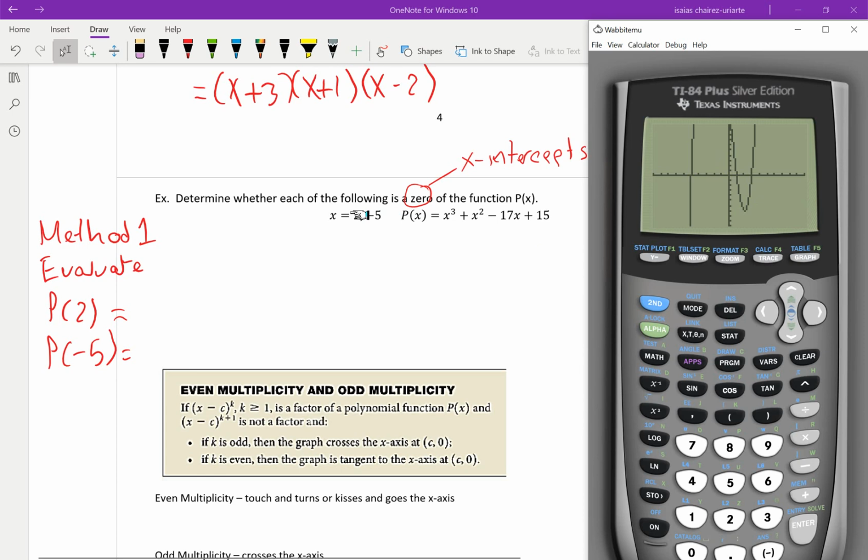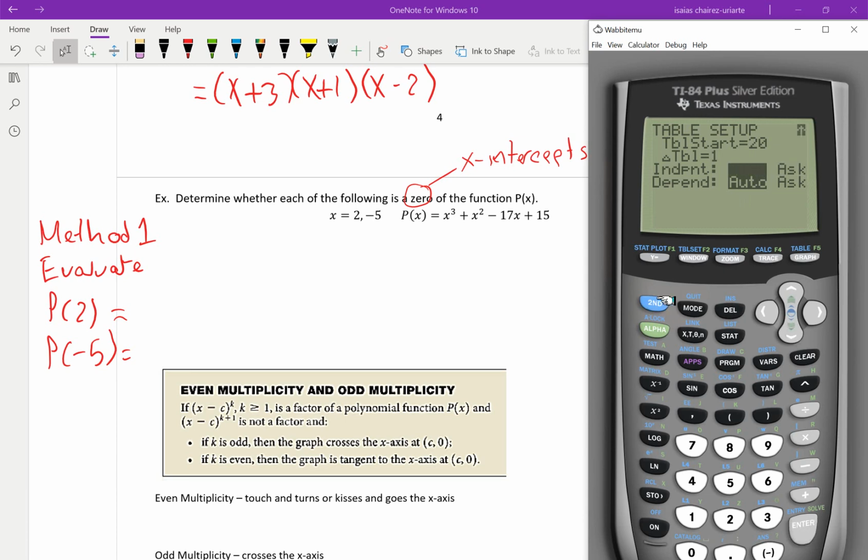But if I want to be a little bit more precise, instead of looking at the graph, I would go to a table. Up here where you have the button for graph, on the top it says table. So I'm going to hit second, table. Let me clear this table. Sometimes, depending on the settings, when you open a table, it'll look a certain way.